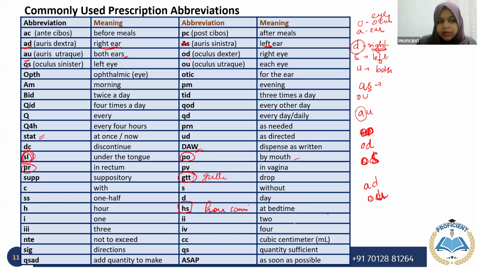So I'm telling you the ones from where I have seen questions, not all. So certain things you know, BD, BID, QID, TID. Just go through this, okay? All of this, right?